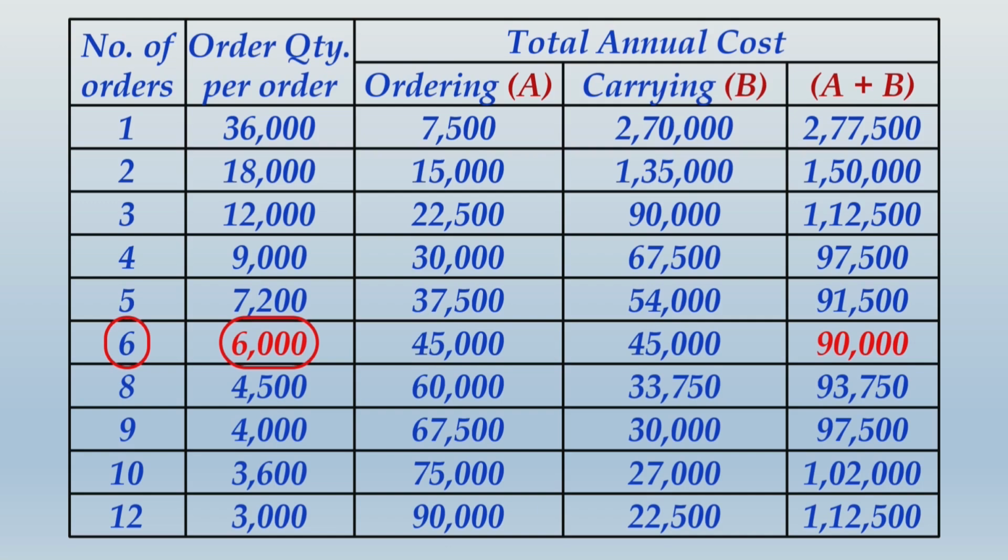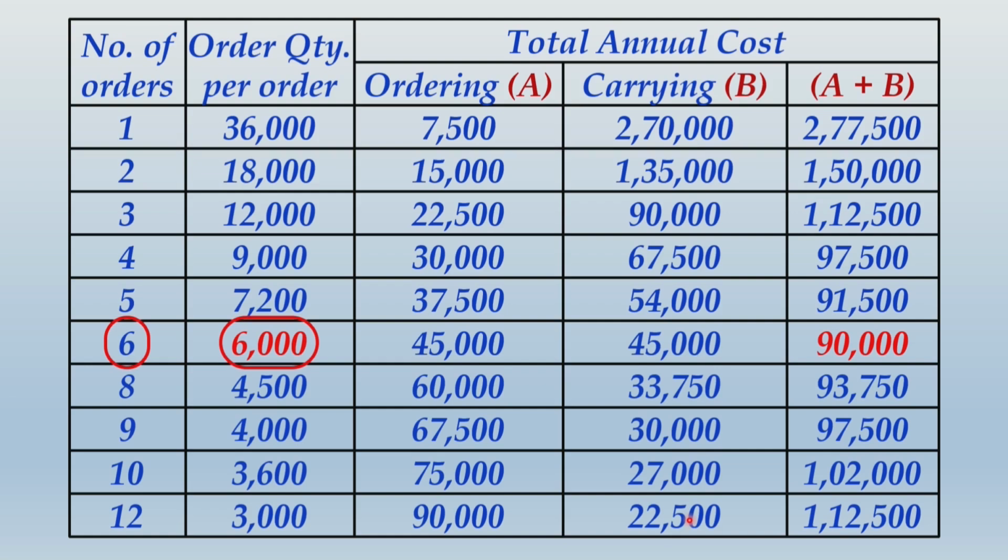Another very important thing, observe the nature of ordering cost and carrying cost. With the increase in the number of orders, the corresponding order quantity per order is reducing. So both of these are inversely related, and if the number of orders is increasing, the ordering cost is also increasing in the same proportion, but the carrying cost starts reducing.